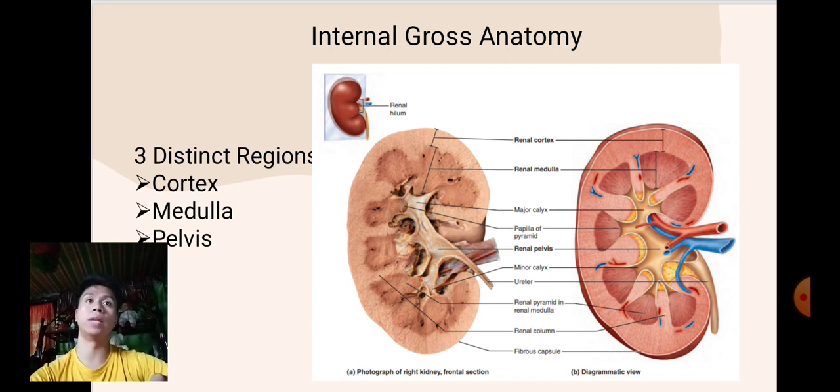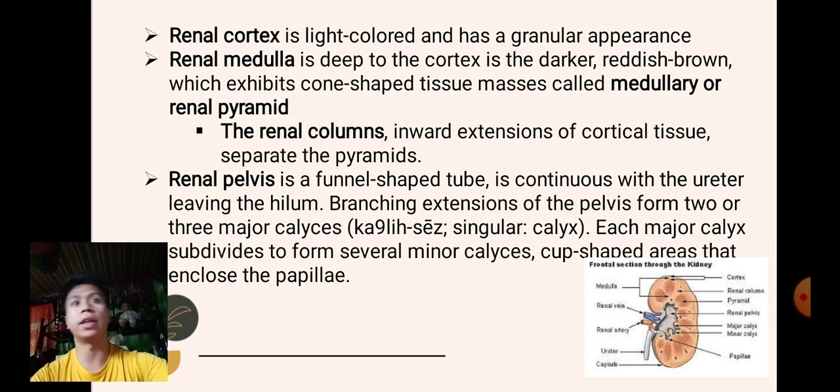The renal pelvis is a funnel-shaped tube. It is continuous with the ureter leaving the hilum. Its branching extensions form 2 or 3 major calyces, and each major calyx subdivides to form several minor calyces, cup-shaped areas that enclose the papillae. So that's it. We have here the papillae, the minor calyces, the major calyces, and the kidney.